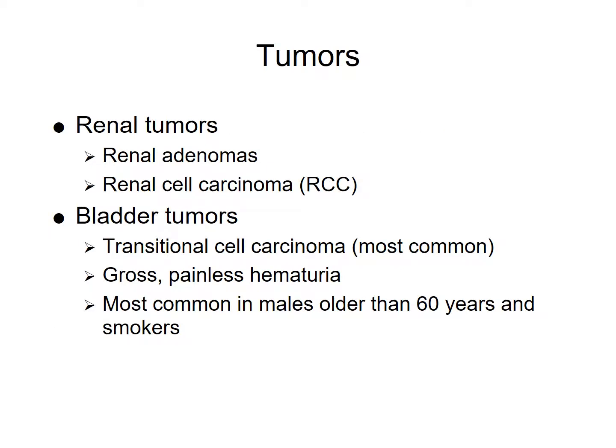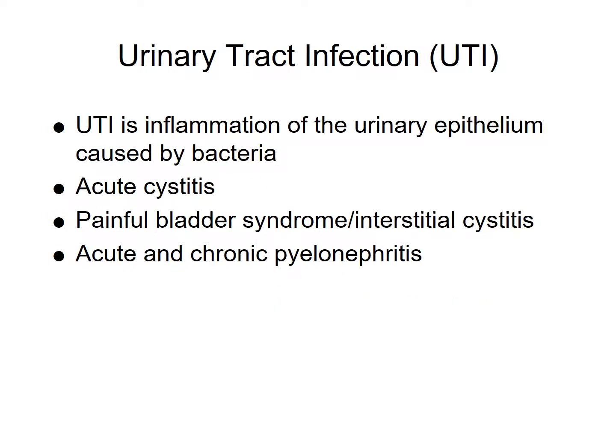Tumors. There are renal tumors, bladder tumors, adenomas, renal cell carcinomas. The transitional cell carcinoma is most common, and the most common symptom of a bladder tumor is painless blood in the urine. It's more common in men greater than 60 who smoke. So anytime that there is blood in the urine that can't be accounted for, it needs to be investigated because it's never normal. Unless there's been some type of a trauma that would cause it, it shouldn't be there.